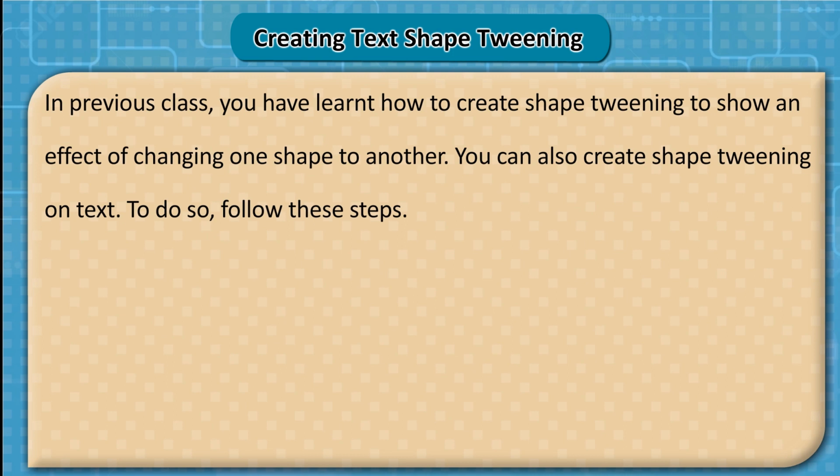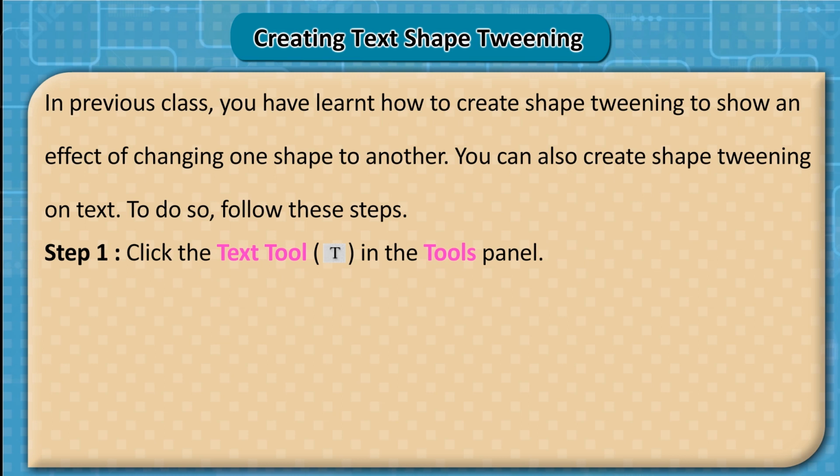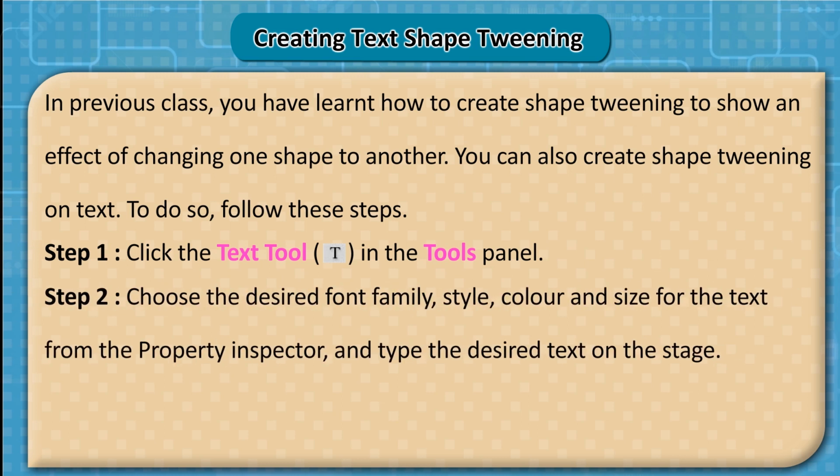Creating text shape tweening. In the previous class, you have learned how to create shape tweening to show an effect of changing one shape to another. You can also create shape tweening on text. To do so, follow these steps. Step 1. Click the Text tool in the Tools panel. Step 2. Choose the desired font family, style, color and size for the text from the Property Inspector, and type the desired text on the stage.